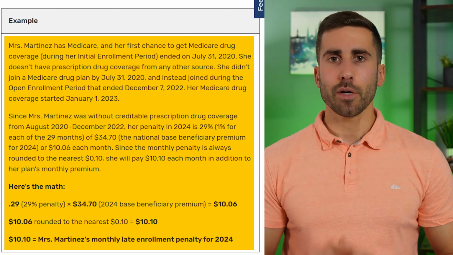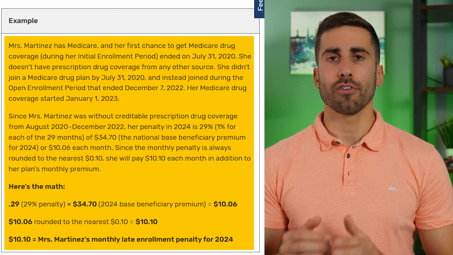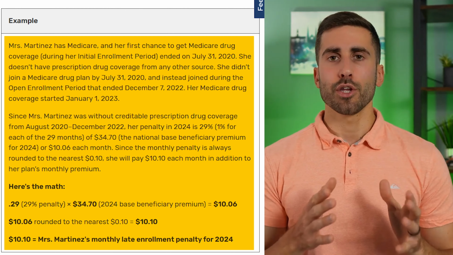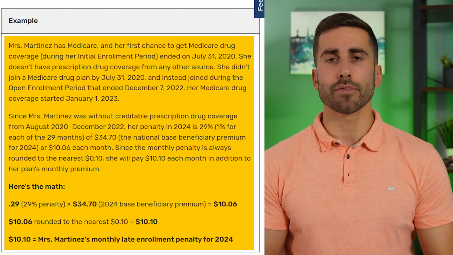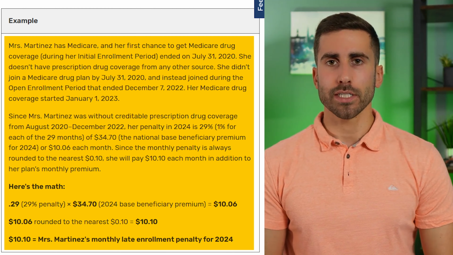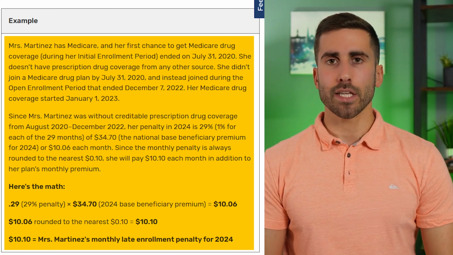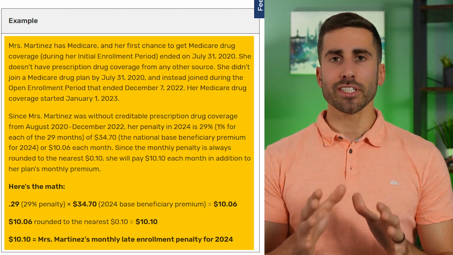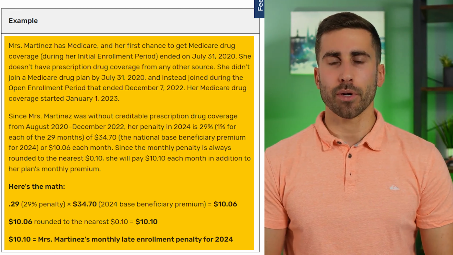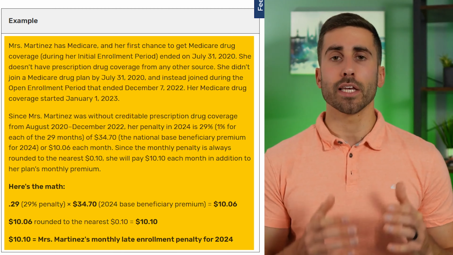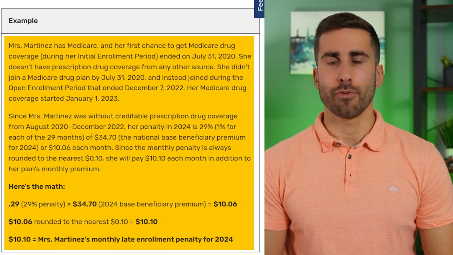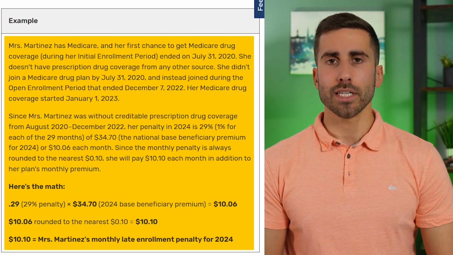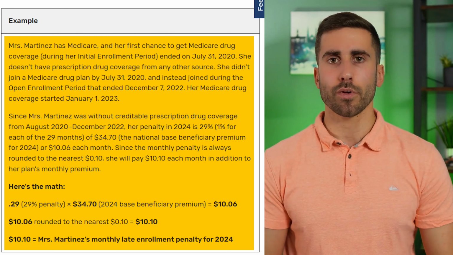Unlike with the Part B penalty that was based on each 12-month period that you went without proper coverage, you can see here that the Part D penalty counts every single month you went without proper Part D creditable coverage for a period of 63 days or more after your Medicare Part D initial enrollment period. It's important to note that because the national base beneficiary premium changes every year, the Part D penalty can and will fluctuate from year to year. For example, the base beneficiary premium in 2023 was $32.74. So since it is higher than that now, the Part D penalty has increased from 2023 to 2024.